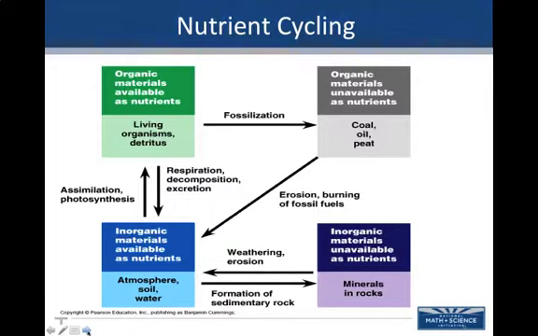So we have this two-way reaction between inorganic materials and organic materials. These inorganic materials available as nutrients are in the atmosphere, in the soil, and the water. And we can have them come in as respiration, decomposition, and excretion, and they can leave to go to organic material or living organisms through photosynthesis and assimilation. Then we can have this fossilization occur, where we create coal and oil and peat over a long period of time, and when this fossilization occurs, these nutrients are now no longer available.